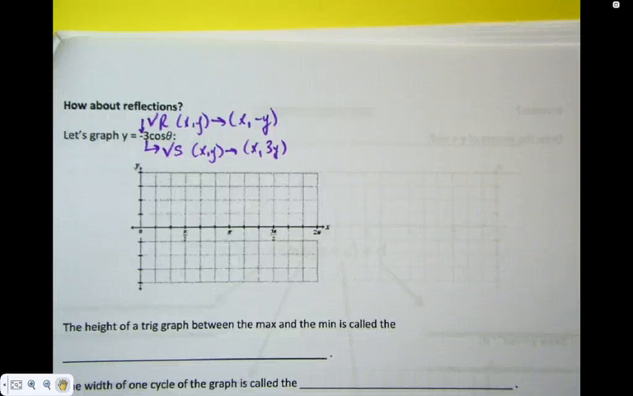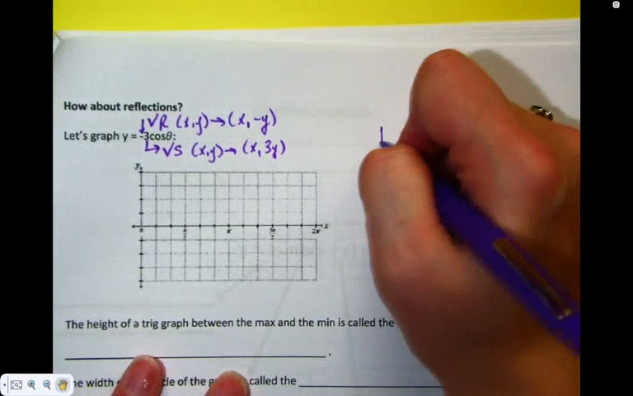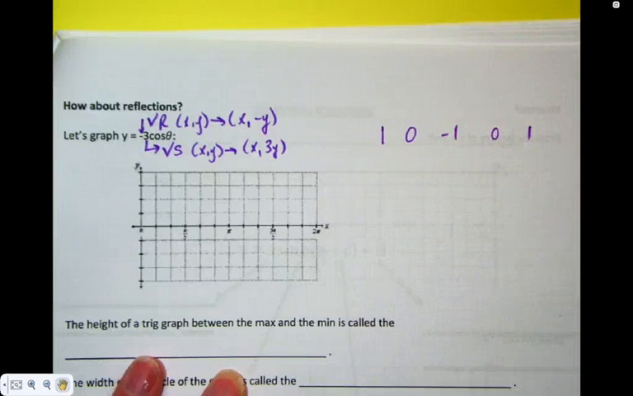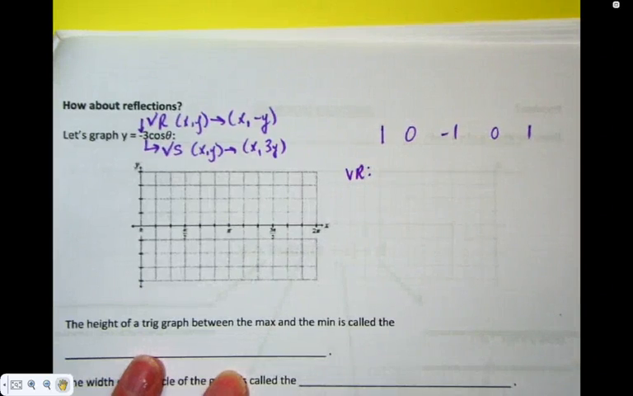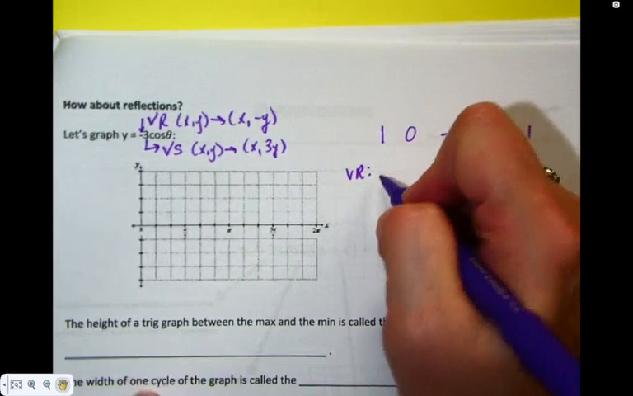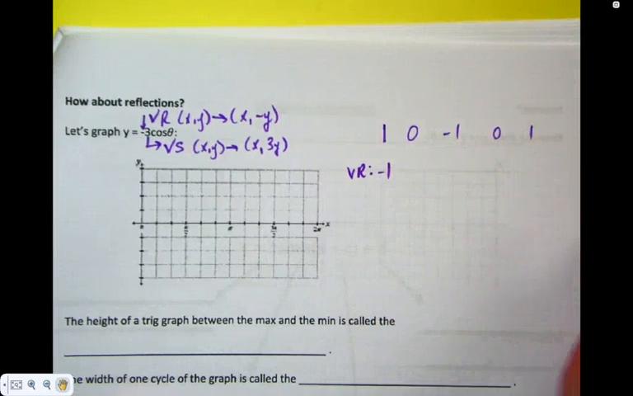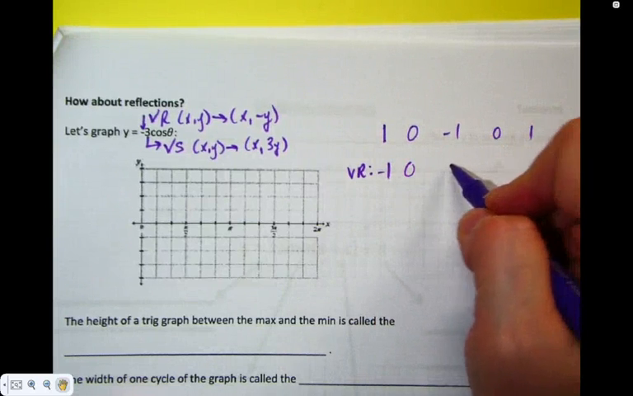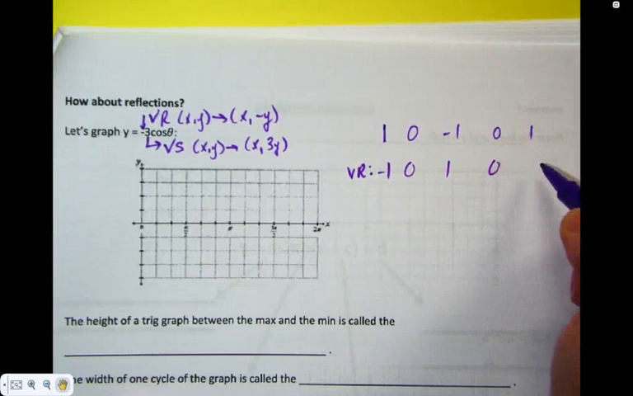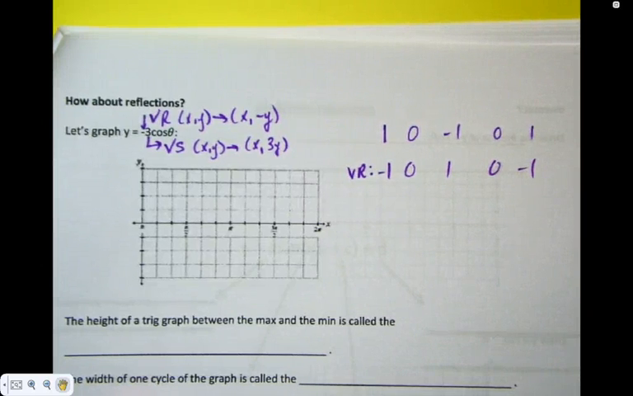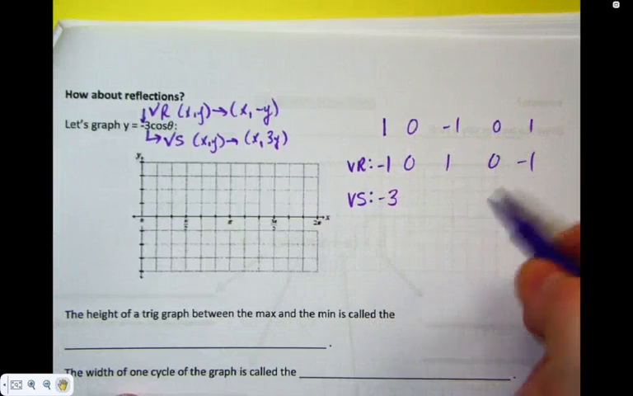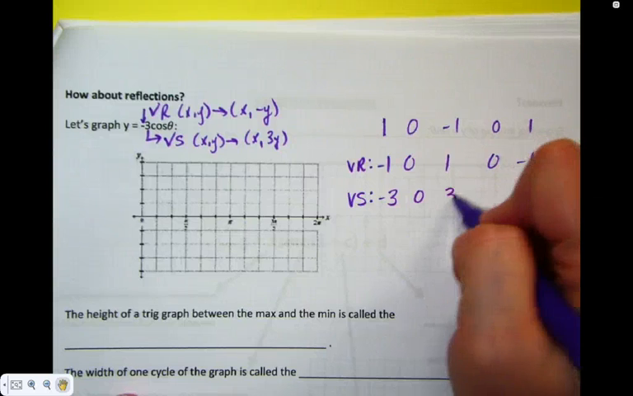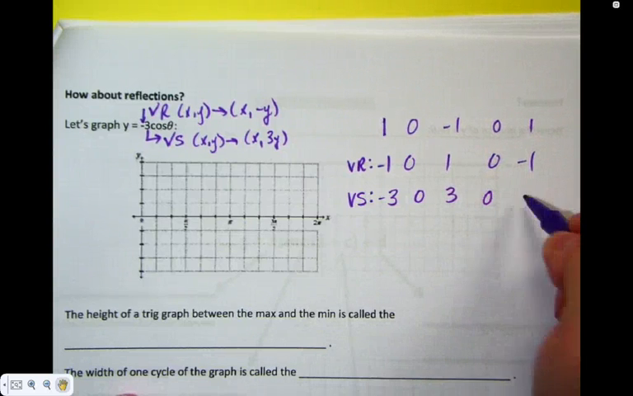All I'm going to do is grab that pattern for cos, so I'm just looking at the y coordinates. Cos starts at 1, goes to 0, minus 1, 0, 1. Then I'm going to do my vertical reflection, which just says I times these by a negative. So 1's going to become negative 1, 0, 1, 0, and negative 1. Now I'm just going to take those values and do my vertical stretch, and we said we're multiplying by 3. So negative 1 goes to negative 3, 0, 3, 0, and negative 3.